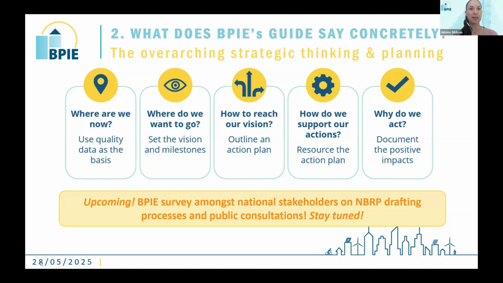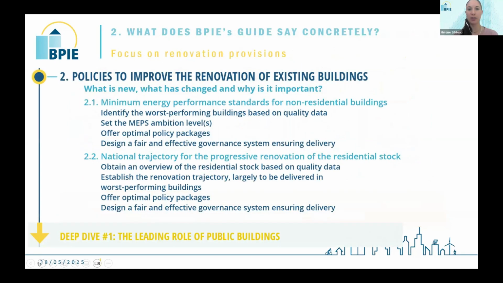Moving on to the next slide, as I said, we focus quite a bit of the guide on the new measures that target the renovation of existing buildings. And here we decided to do it segment by segment, as this is the approach of the EPBD. So minimum energy performance standards for non-residential buildings and the national trajectories for the progressive renovation of the residential stock. With a deep dive on the leading role of public buildings.